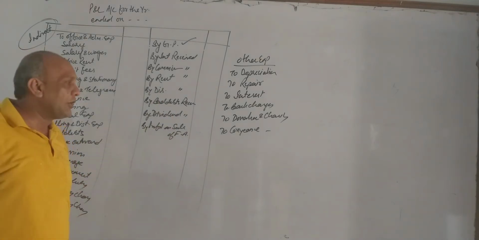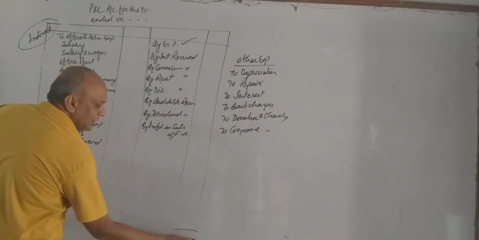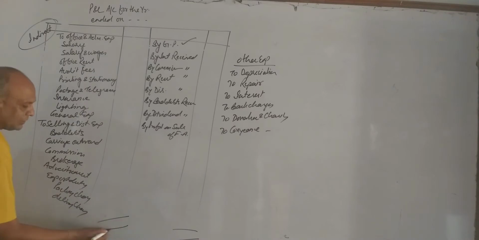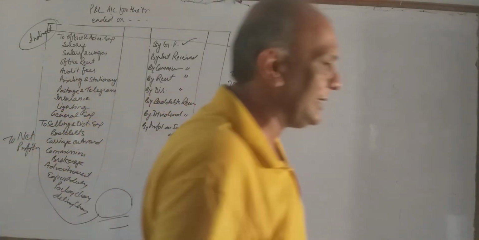income, right? Now, if this account profit and loss, its credit is more, so difference will be on debit side, and that difference will be net profit.